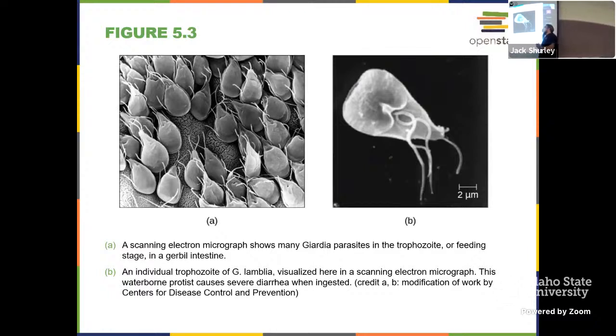Giardia, the next one up here. Oh man, it's one of my favorites. Giardia is a very common parasitic infection, right? In Idaho, for sure, it's the top of our list for number one parasite. Probably in the whole United States, Giardia is at the top of the list.